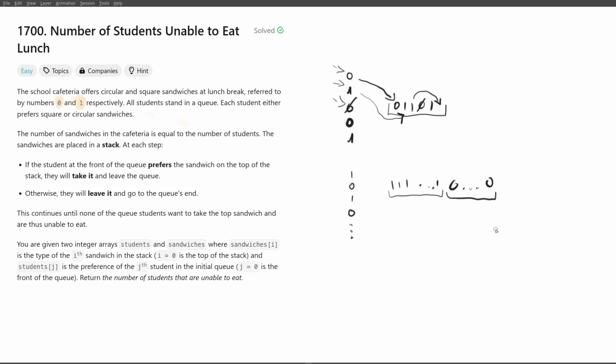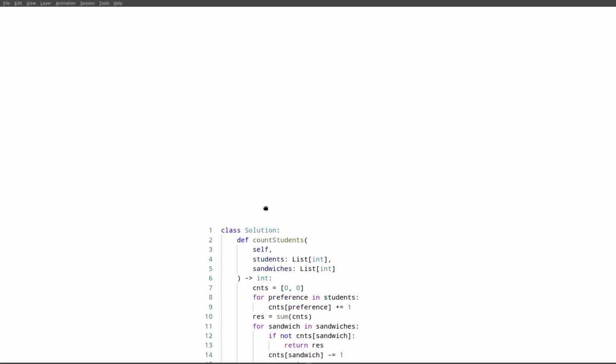So essentially what we only need to remember is how many students prefer sandwiches of type 0 and of type 1, and we know that for as long as there is a student in our queue preferring the type of sandwich that is currently on top of the stack, they will get to eat that sandwich, so we can just get rid of that sandwich and reduce the count of students who prefer that type of sandwich. Okay, so let's see the code.